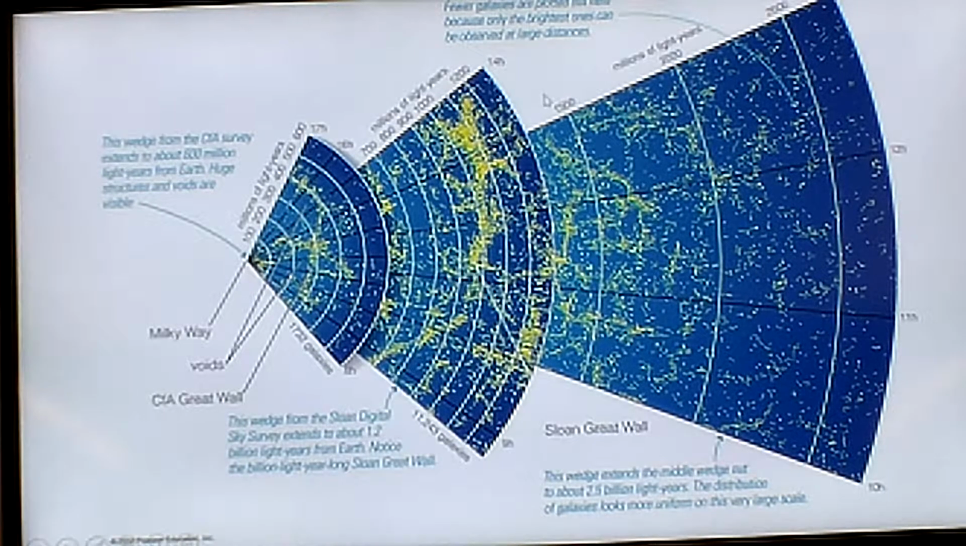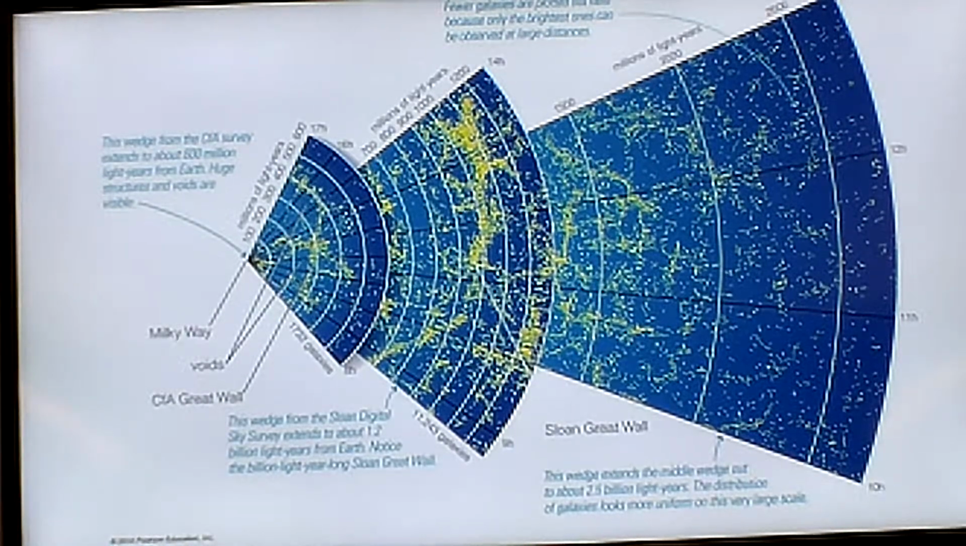And this is called the Great Wall, a whole lot of galaxies at about the same distance from our Milky Way. And then there are areas here that don't have much going on. And then we go out to this distance, 2.5 billion light years. Out at that scale, things look kind of uniform. The distance between the galaxies, or the clusters of galaxies, is about the same. So there's a structure to what we observe.